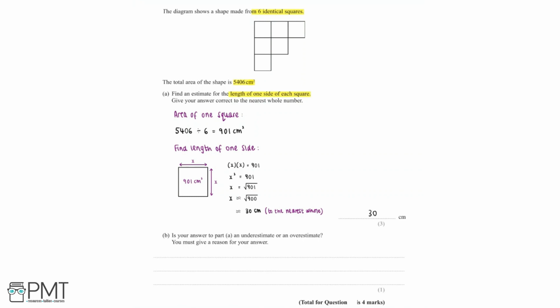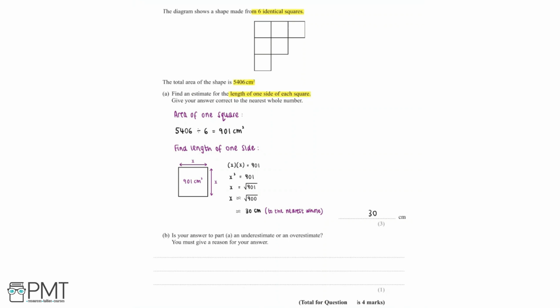Now in part B, we need to find out if our answer to part A is an underestimate or an overestimate, giving a reason for our answer. Now the actual value of x would be equal to the square root of 901. But in order to estimate the length, we rounded 901 to one significant figure, which is equal to 900. And so we can see that we've rounded down from 901 because 900 is less than 901. And so we can say that our answer to part A is an underestimate because we rounded down.